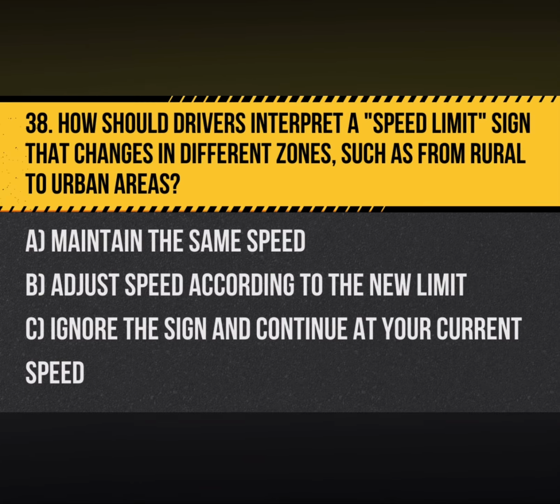Question 38. How should drivers interpret a speed limit sign that changes in different zones, such as from rural to urban areas? A. Maintain the same speed. B. Adjust speed according to the new limit. C. Ignore the sign and continue at your current speed.